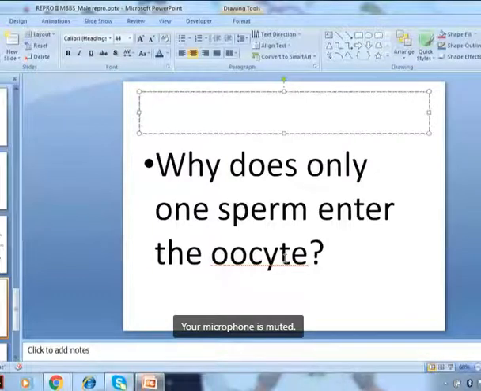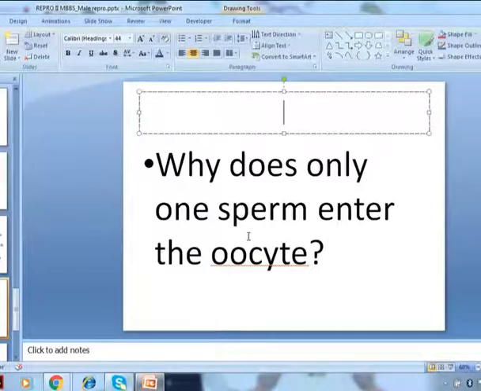Another? Anyone? Can you tell me? So please try to find the answer to this question. I will slightly give you hints on this. There will be a ZP3 block, okay? Another is the cortical reaction. One is related to the cortical reaction, another is the ZP3 block. What is ZP3? This is actually present in the zona pellucida. It is one of the receptors.